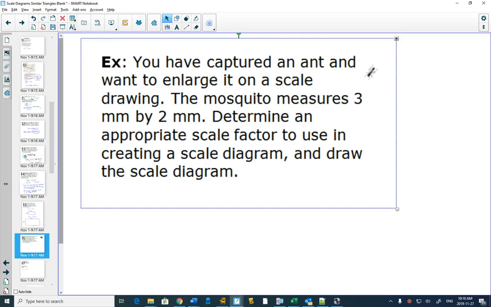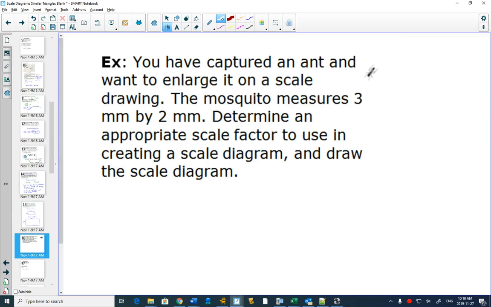Okay, I want you to try this one on your own. I want to see your best attempt at drawing an ant. Oh, and there's a spelling mistake in here. You've captured an ant and then it's a mosquito all of a sudden? No, it should stay an ant.